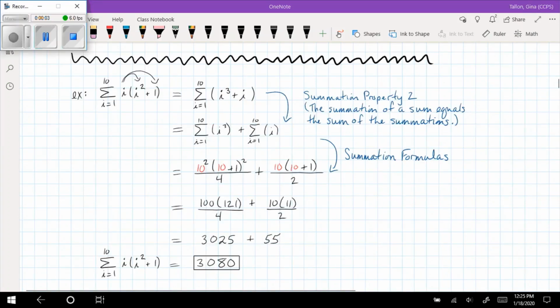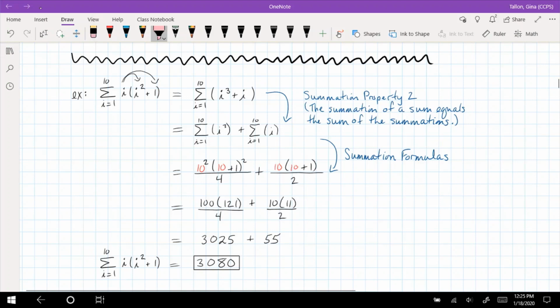Okay, take a look at this example. We are going to calculate the summation as i goes from 1 to 10 of i multiplied by i squared plus 1. First thing we do is multiply that i through the binomial. We get i cubed plus i. And then we use our summation properties to break up this one summation. So we have two summations. The summation of a sum becomes the sum of two different summations. We're looking at the summation as i goes from 1 to 10 of i cubed, plus the summation as i goes from 1 to 10 of i.